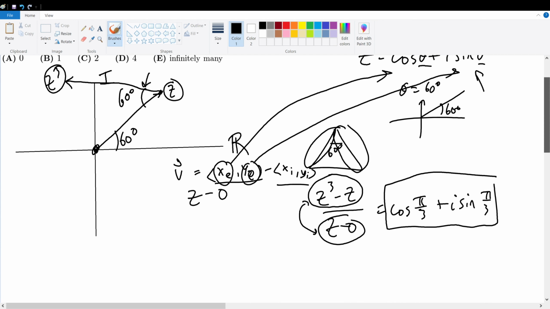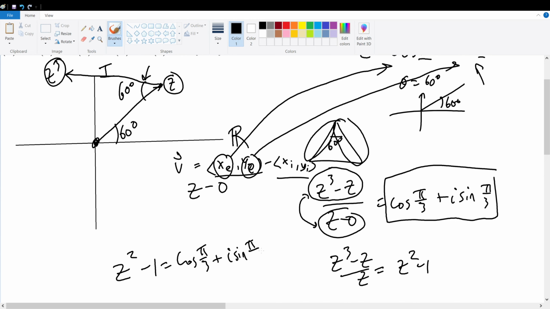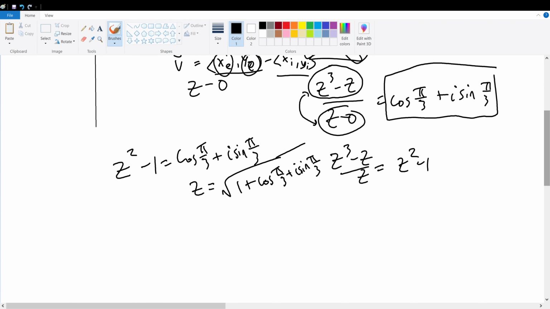So given this information, we can solve for z, because remember, z is just like any other variable. So z to the third minus z over z is equal to that, so that's equal to z squared minus 1. So z squared minus 1 is equal to cosine of pi over 3 plus i sine of pi over 3. And that means z would be equal to the square root of 1 plus cosine pi over 3 plus i sine pi over 3. So what is the square root of a complex quantity? Well, square roots of complex quantities always have two solutions, because that's a property, where one solution will be positive and another solution will be negative.